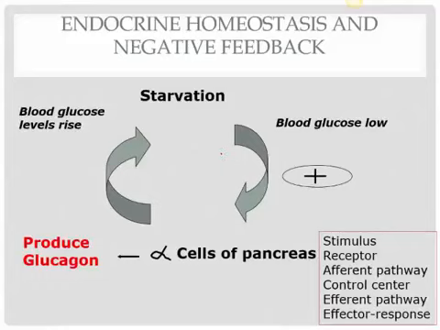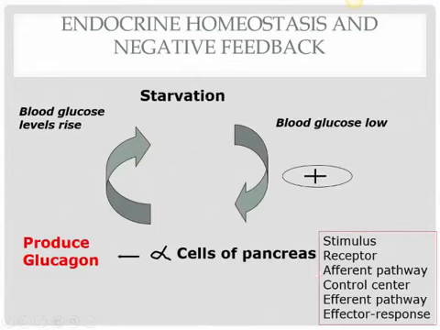So we have some sort of a stimulus which goes and attaches to something on a target organ. The thing that it attaches to is called a receptor. From that receptor, an impulse goes to a control center. The control center sends another impulse, and you get a response from a muscle or a gland, which is known as the effector. So let's put all of this up here.